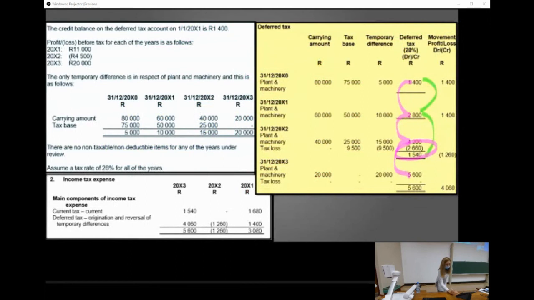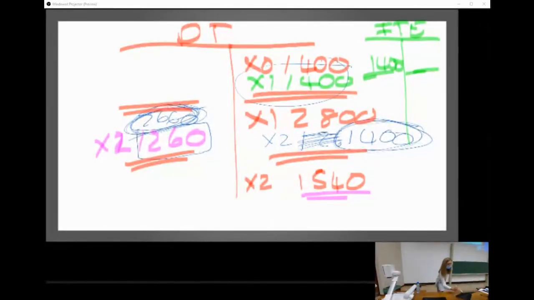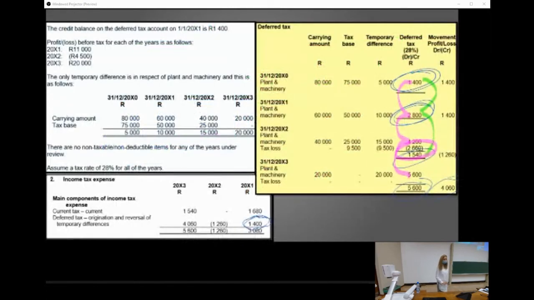Good. And then for year 3, we move from a 1,540 balance to a 5,600 balance. We need to increase our deferred tax liability with 4,060. Okay, so in our income tax expense note for deferred tax, we've got our movement for year 1 from 1,400 to 2,800, which is the 1,400 movement. Here's our journal: we went credit liability, debit income tax expense. And this is the debit to income tax expense.